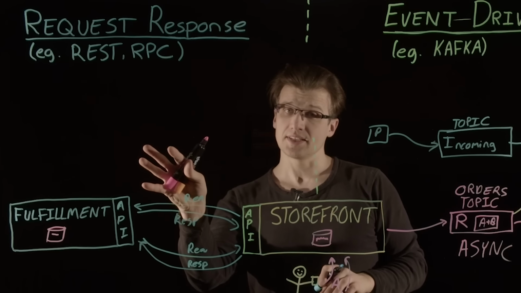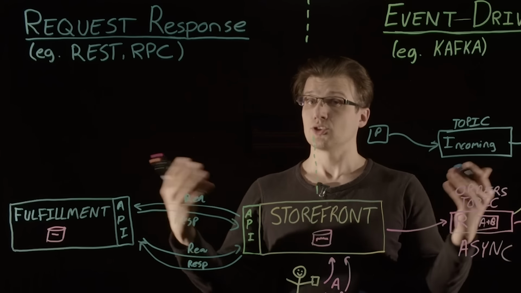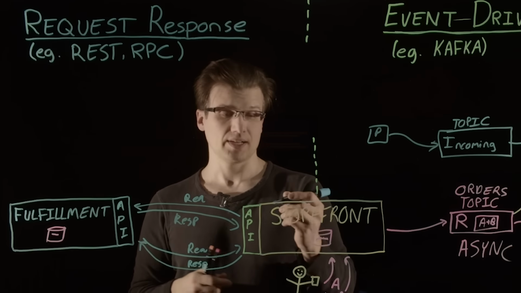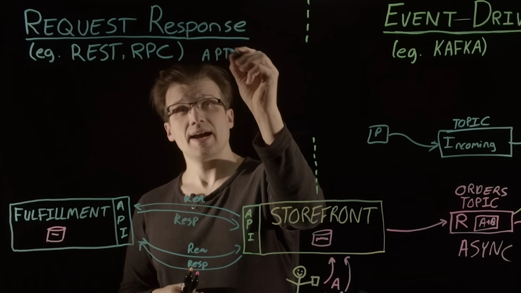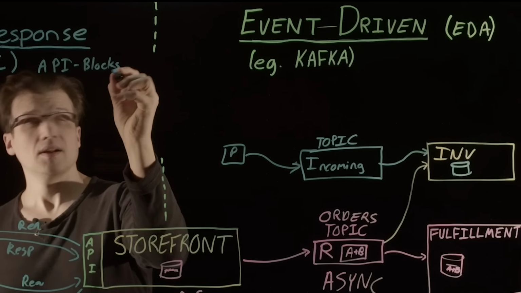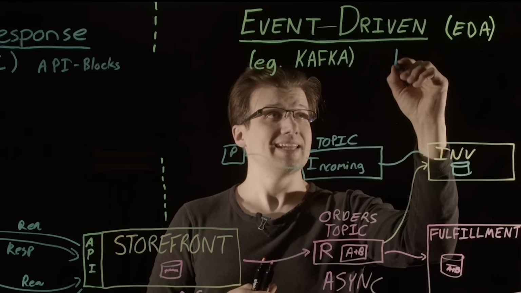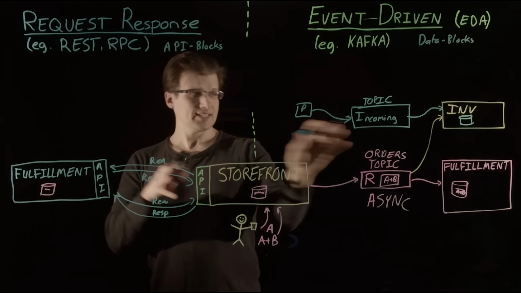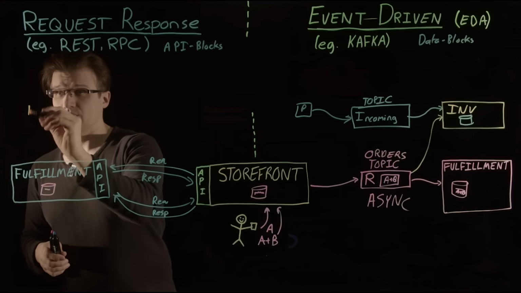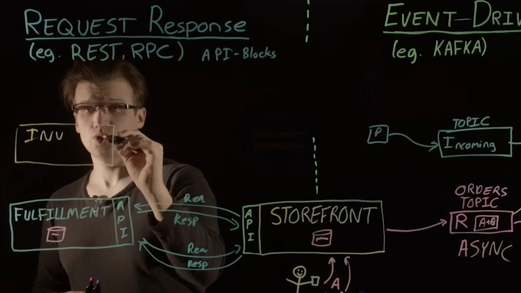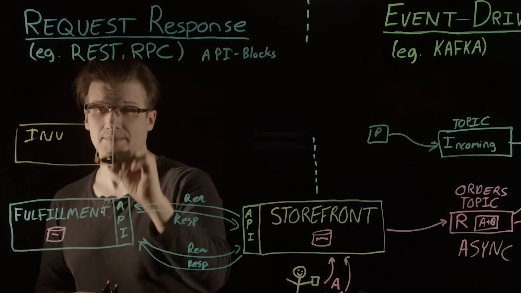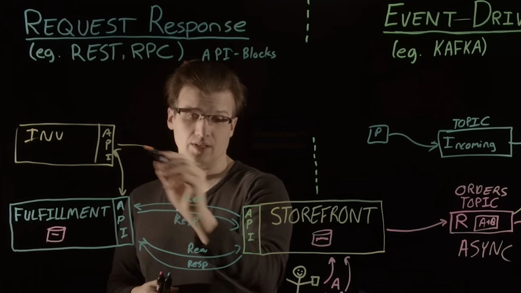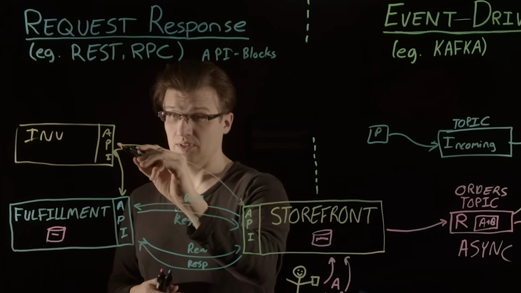In a request response system, we are relying on the service APIs. These service APIs are the building blocks for our applications. So API blocks, and here it would be data are the building blocks. So let's say we create a new inventory service over here in the fulfillment world. This new service also has its own API, and we'll need to communicate with the fulfillment service. We'll need to communicate with the storefront service, perhaps.